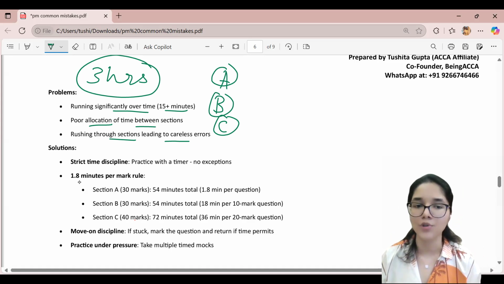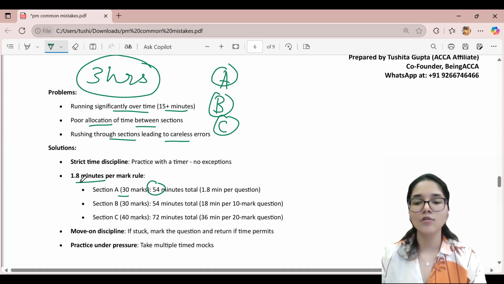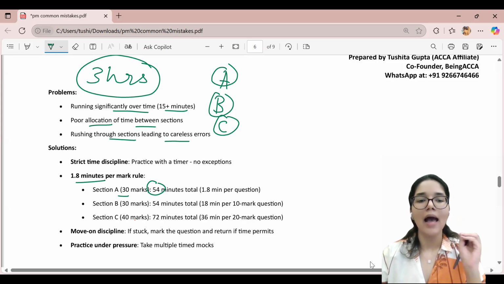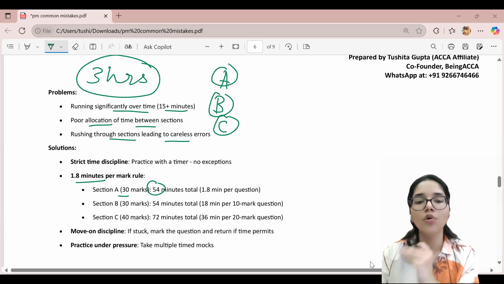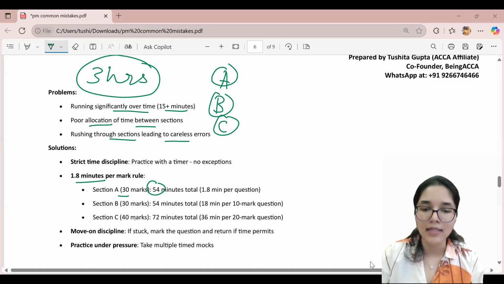That's a wrong approach. The approach is the 1.8 minutes per mark rule. Section A, you have 30 marks. 30 multiplied by 1.8 gives you 54 minutes. As soon as the first 54 minutes in my exam are over, I have to ensure that I start off with section B. There is no more time, not even a single second, that I will spend more on section A, because each and every section needs to get the time that it deserves.